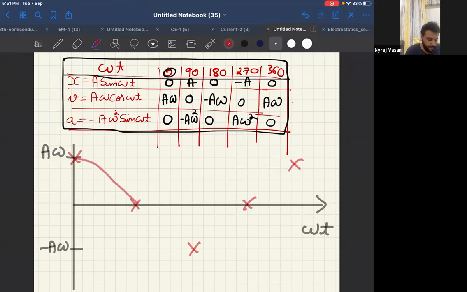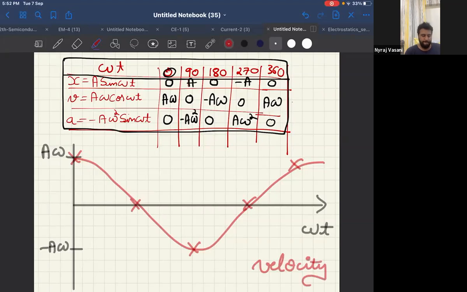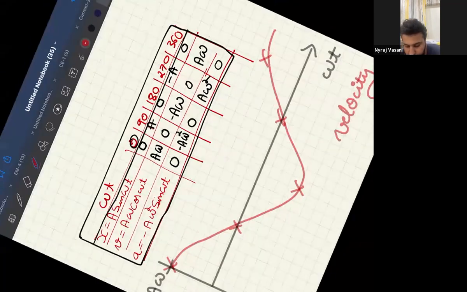Therefore, can I say the graph is something like this? This is the graph for velocity. Make a note. This is the graph for velocity.